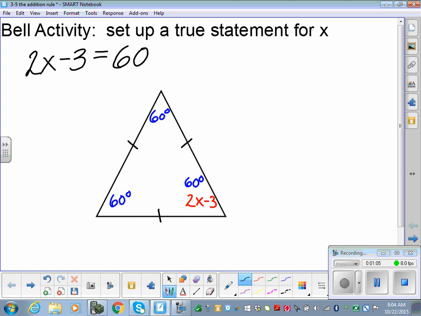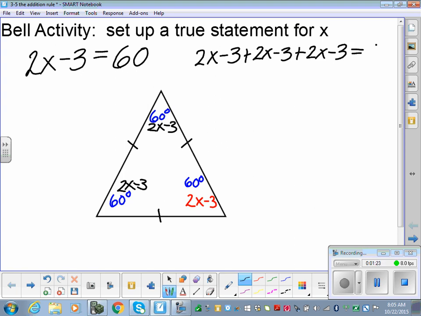Okay. How many of you said, okay, if this angle is 2x minus 3, this angle is 2x minus 3, and this angle must be 2x minus 3. So then it would be true to say 2x minus 3 plus 2x minus 3 plus 2x minus 3 is equal to 180. How many did that true statement? A couple of you? Okay. How many of you just didn't get it right?